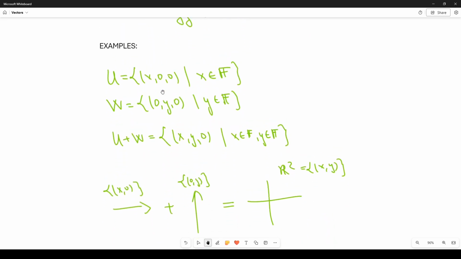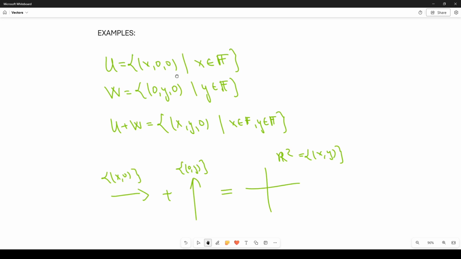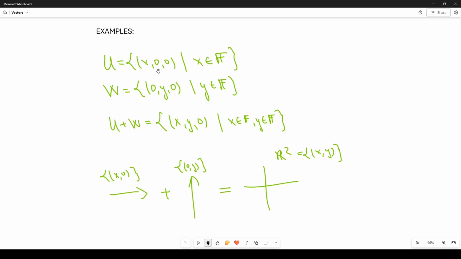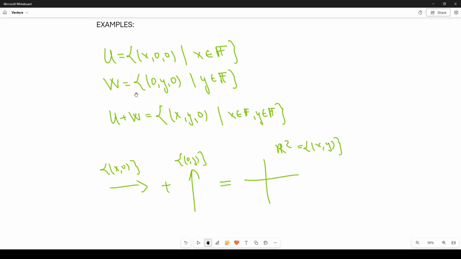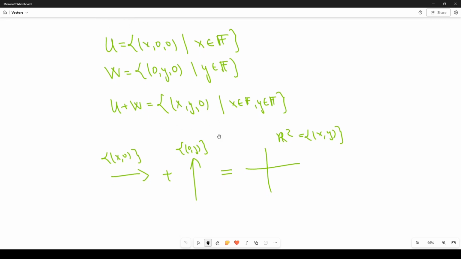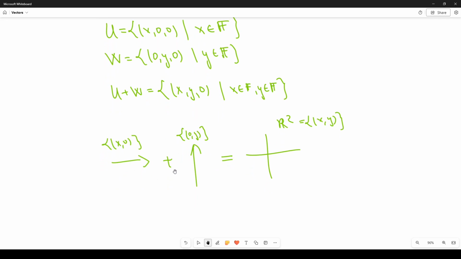So here are some examples of subspaces. If we're looking at all the ordered triplets of real numbers or complex numbers, U is just all of these triplets where we just plug in the first coordinate, x. If we pick up all of those, well, that's a subspace. Same goes for this. And if we add up these two subspaces, their sum would be equal to these triplets over here. So here's a visual example.